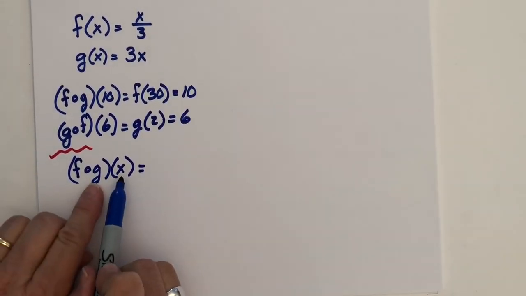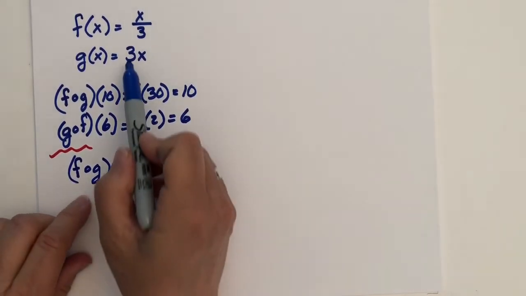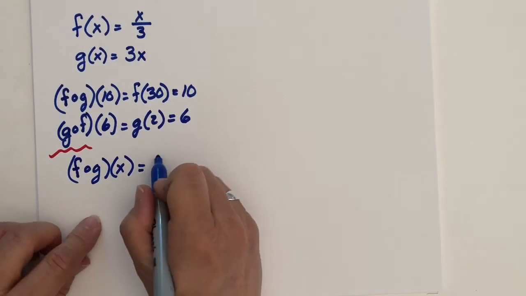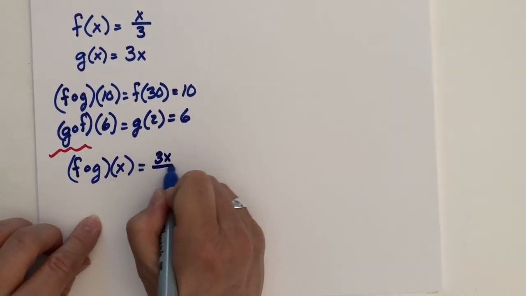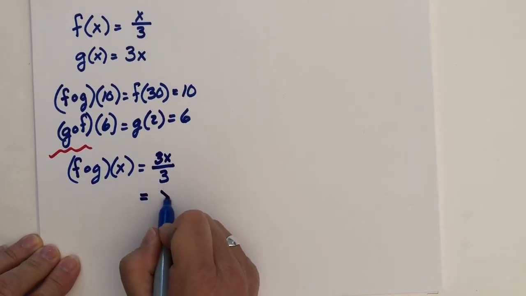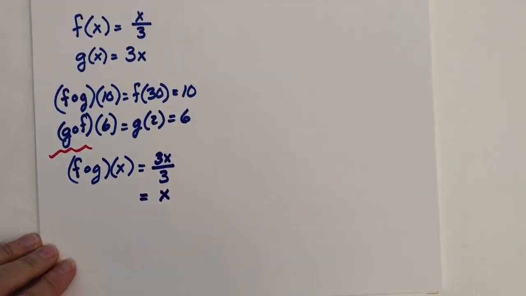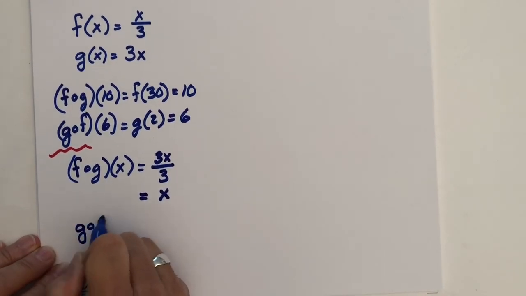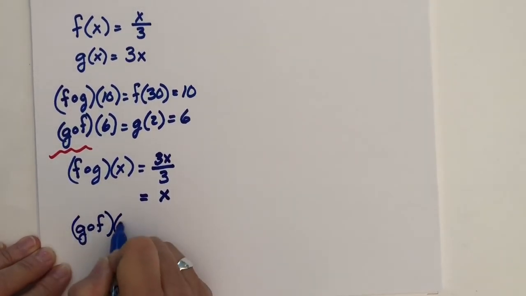So our g function gets popped into our f function. So here's our g function. It's going into our f function. So we would have 3x over 3. The 3's cancel, and we have x. So it's half done. Remember, you have to compose them in both directions to confirm that they're inverses.